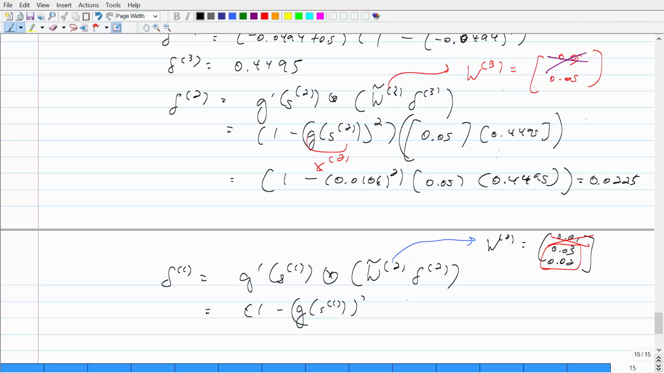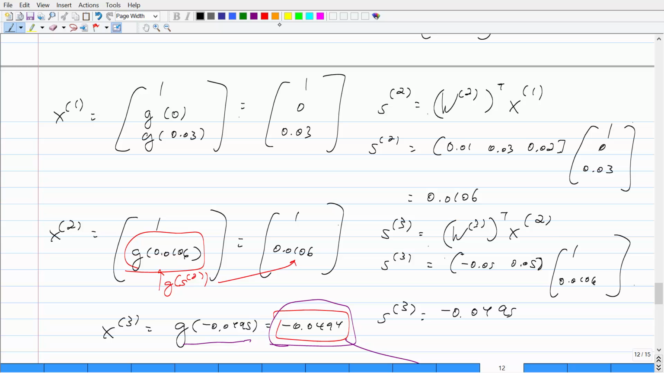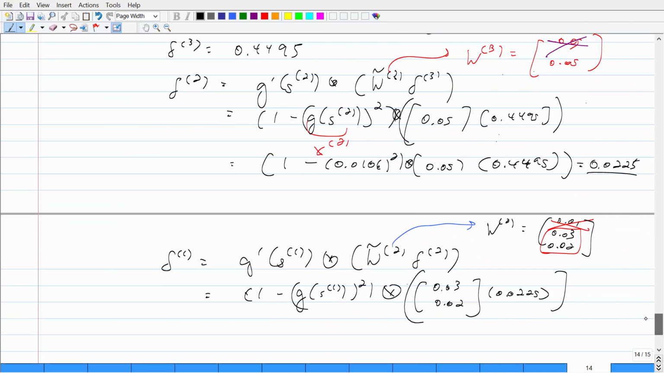This is all squared, and then you take the element-wise product with, it's implied to do this as well, but it's only a scalar, so it doesn't really matter. So we have 0.03, 0.02, and then delta 2 is equal to this, 0.0225. g of S1 we've already calculated, so if you go back up, right here, yes, this is element-wise.